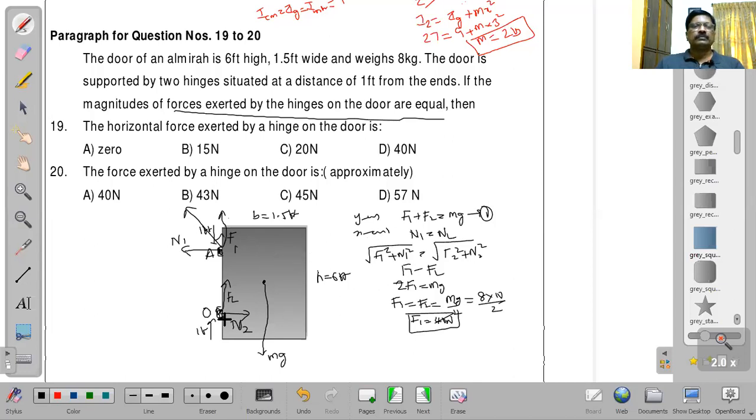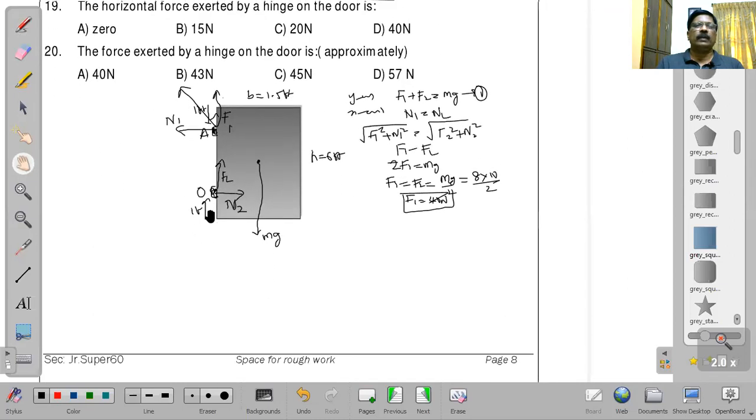Next, about any point you apply the torque concept. About any point we need one more relation, say about point O, because no torque is there about O due to the hinges. So about O, the torque due to weight mg into the perpendicular distance, that is half of the breadth, b by 2. It is in the clockwise direction.